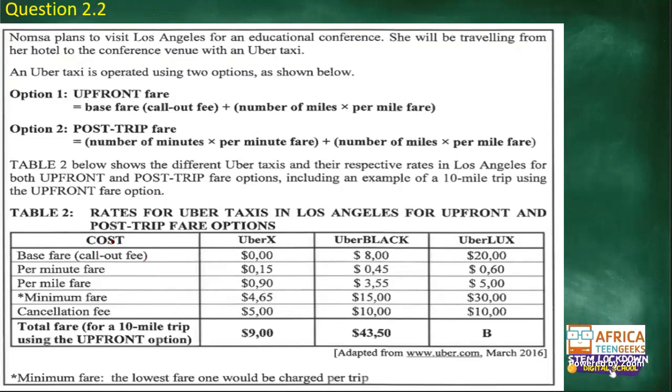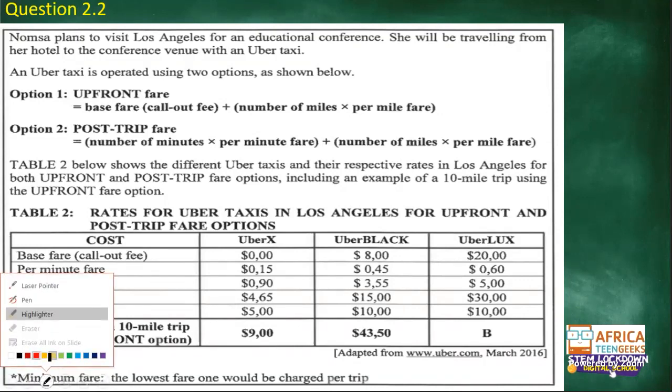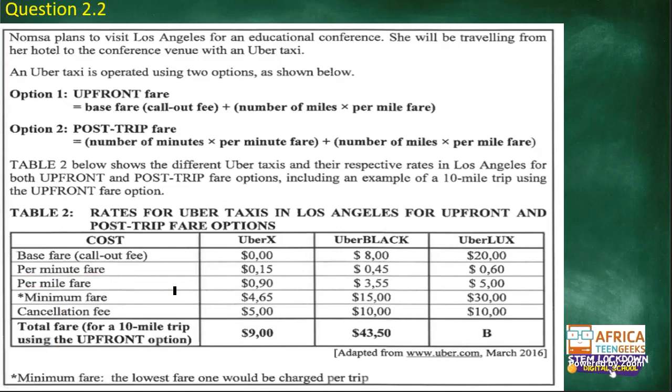You've got the cost for base fare, which is the call out fee, as soon as you call out the Uber. There's the per minute fare, per mile fare, and minimum fare, which is listed below there. This is the lowest fare one would be charged for the trip. So whether you take the Uber for 5 minutes or 10 minutes or 3 minutes, you will be charged this minimum fare. And then there's the cancellation fee.